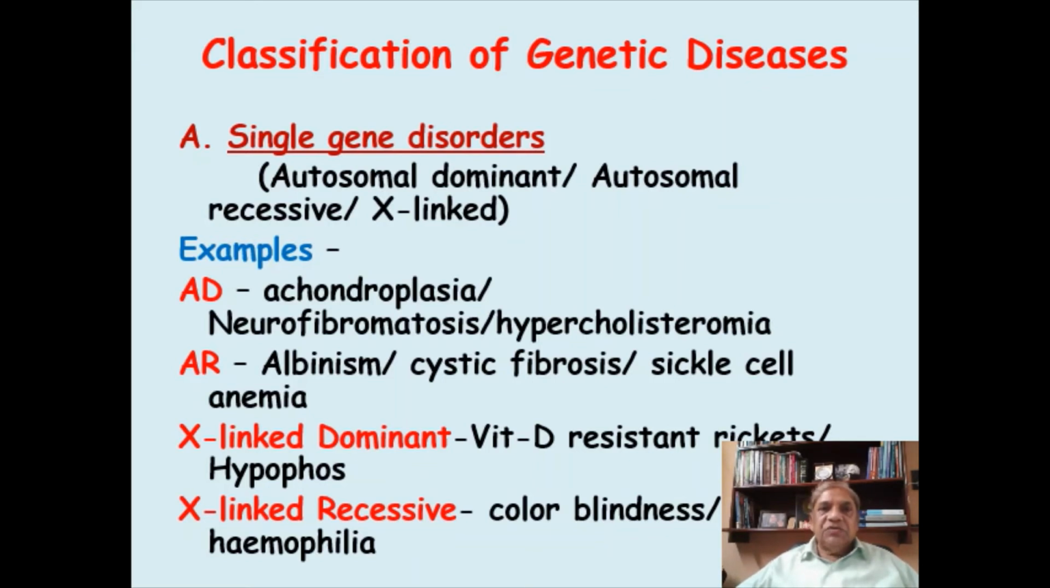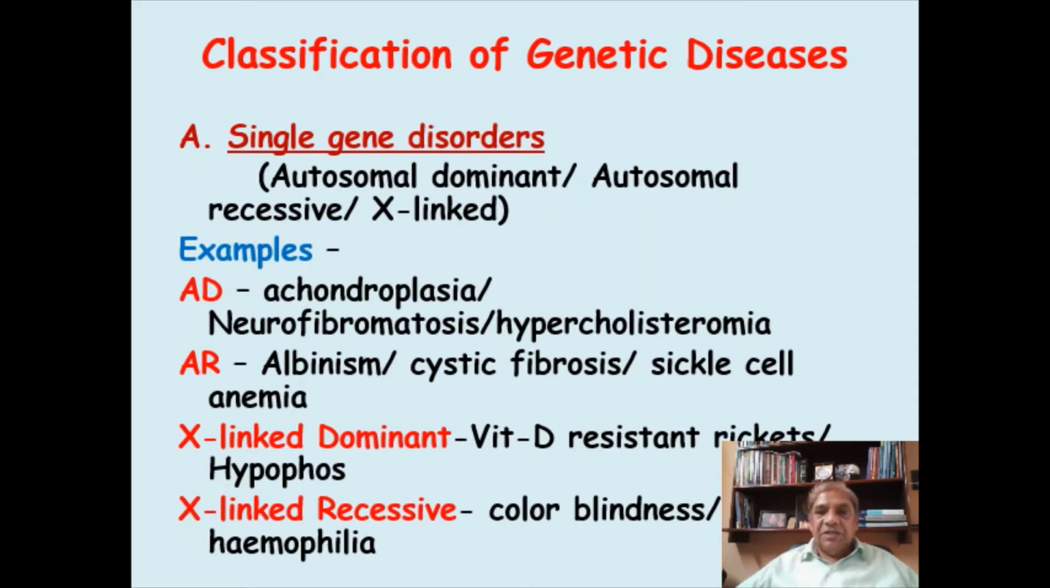So let us come to the first class, single gene disorders, where the disease is due to a defect in a single gene. How many genes are there on our chromosomes? There are almost 30,000 genes on our 46 chromosomes, and even if one is defective, this is going to cause some abnormalities. Sometimes it is severe, sometimes it goes unnoticed. So what is single gene disorder?